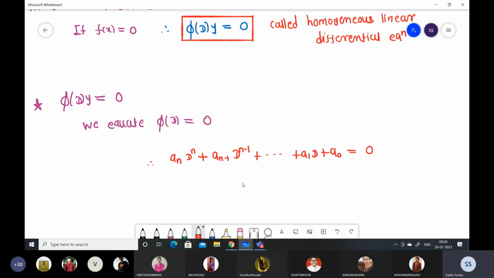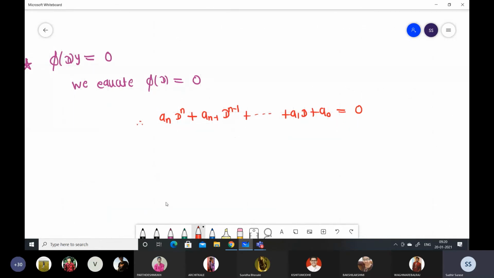Okay, so let me explain this with the help of a particular case, and then we will generalize it. So let me take a differential equation to solve. We are dealing with the homogeneous part; later on we will deal with the non-homogeneous part, where we have a non-zero function on the right hand side. Okay, so solve dy by dx minus 2 times y equals 0.